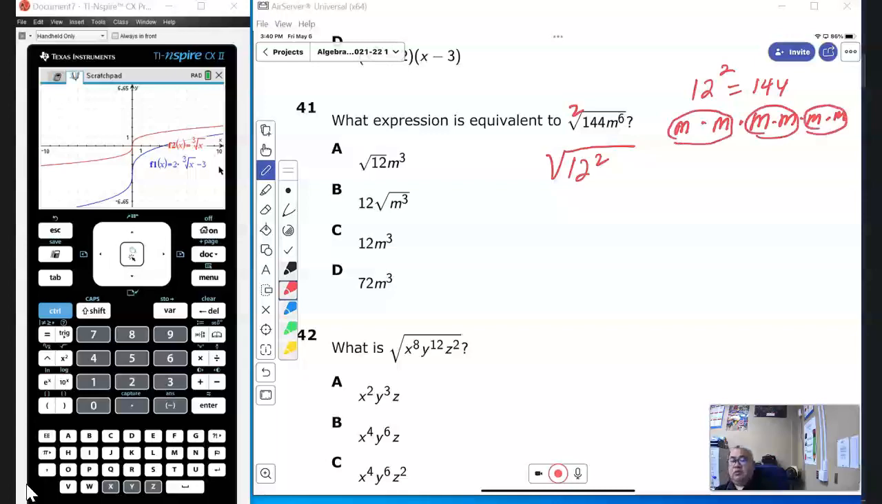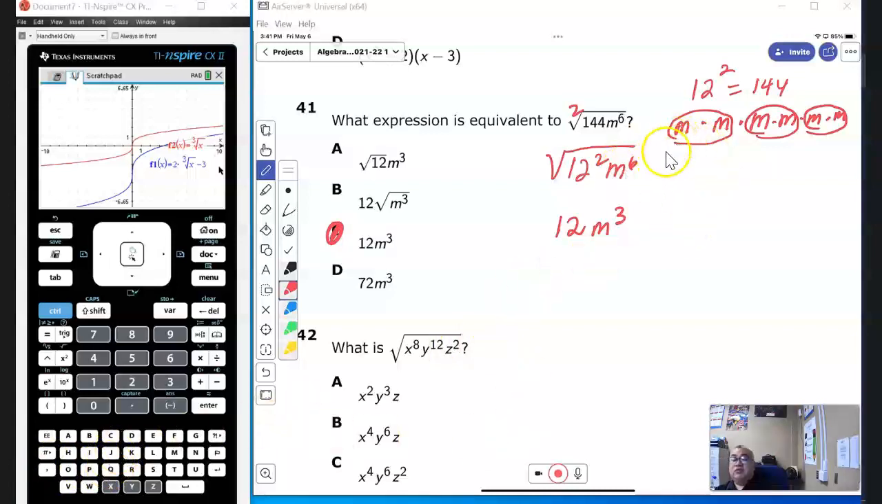So you notice we get 3 groups of 2. So when we get the square root of 12 squared, it's going to be 12. And the square root of m squared is m. The square root of m squared is m. So that's another m. And then the square root of m squared. So it's 12m to the power 3. So the answer is C.